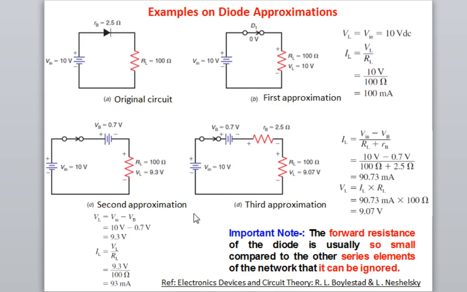Now if you see the third approximation, what do we have to do? We have to add the resistance which is offered by the diode. Here it was 2.5 ohm resistance. So along with the battery, we have to add a series resistance: 0.7 volt battery plus series resistance 2.5 ohm.